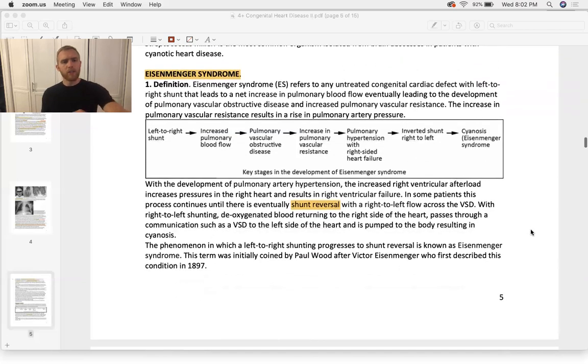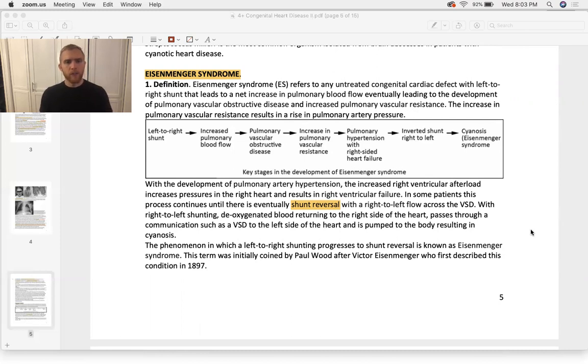So that's the tetralogy. Moving on to Eisenmenger syndrome. Eisenmenger syndrome is basically a shunt reversal. And it's not an inherent pathology, meaning you're not born with Eisenmenger. You develop Eisenmenger. And it always happens like that.